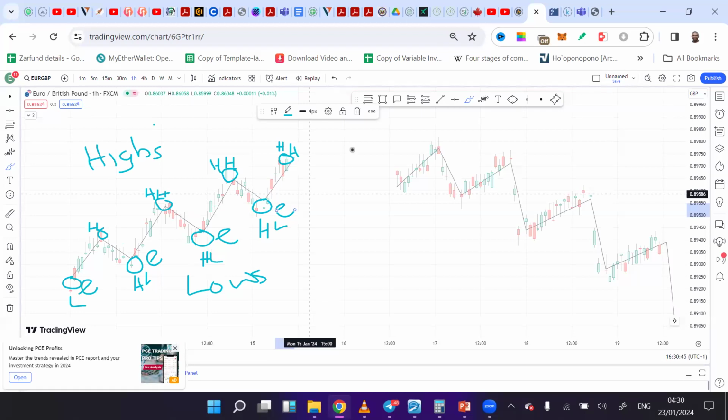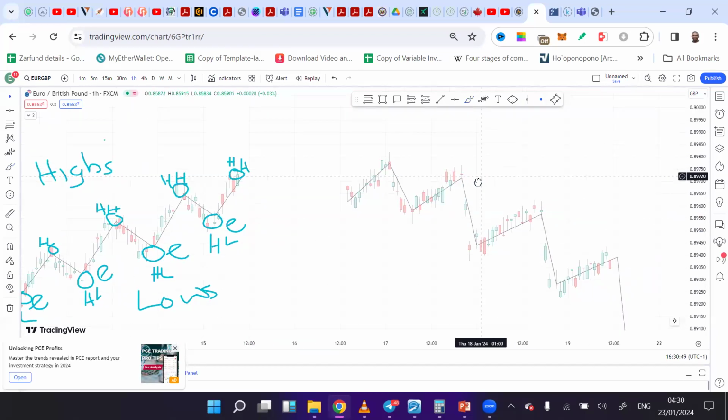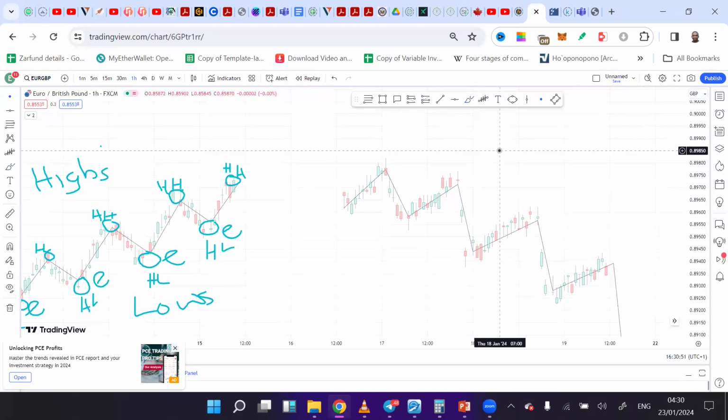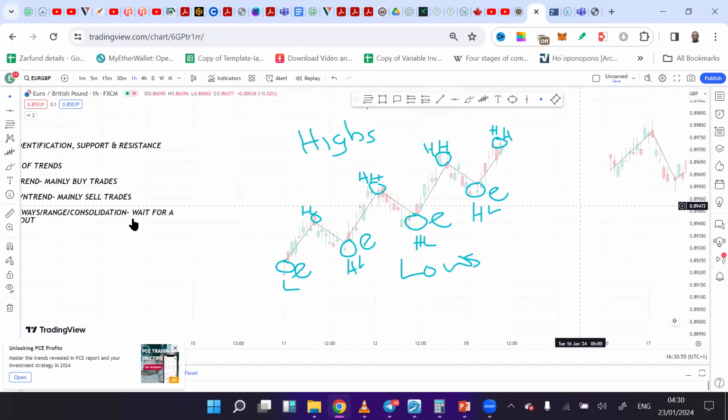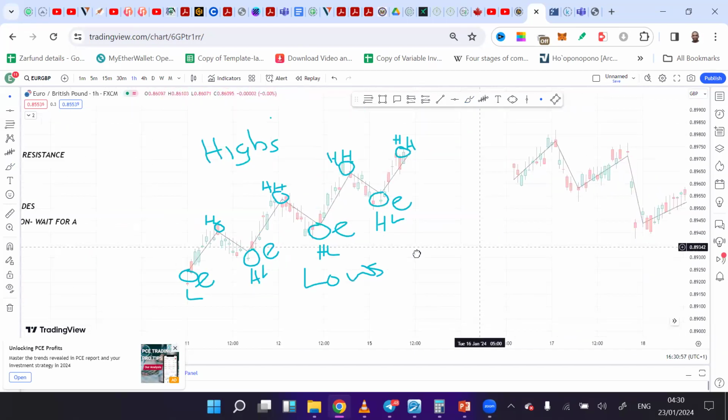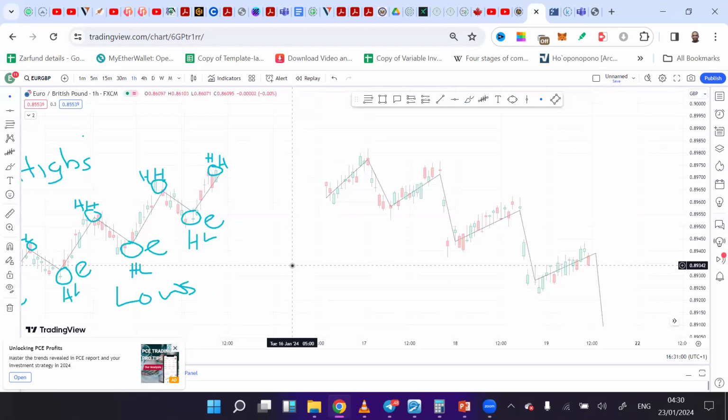Okay. All right, so now let's go to downtrends. Now for a downtrend, we are looking mainly for sell trades. That's what we said. We're looking mainly for sell trades, right? But first of all, let's look at it. Let's analyze this downtrend very well. Now, the same thing happens here.